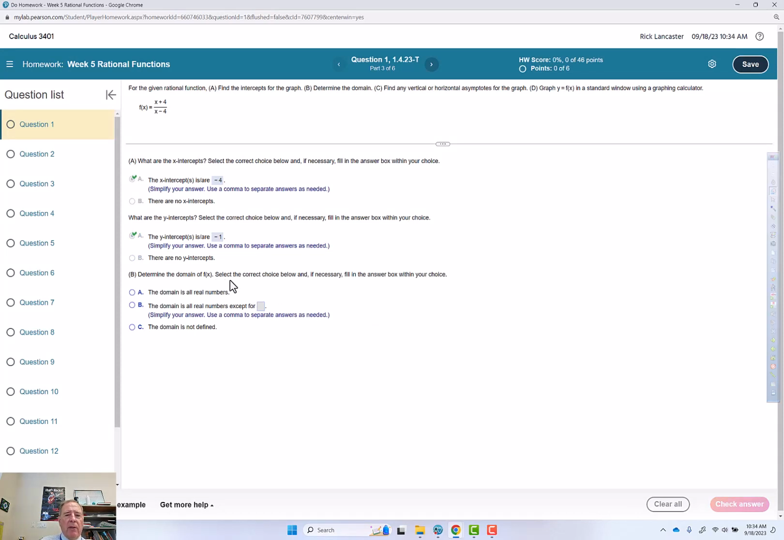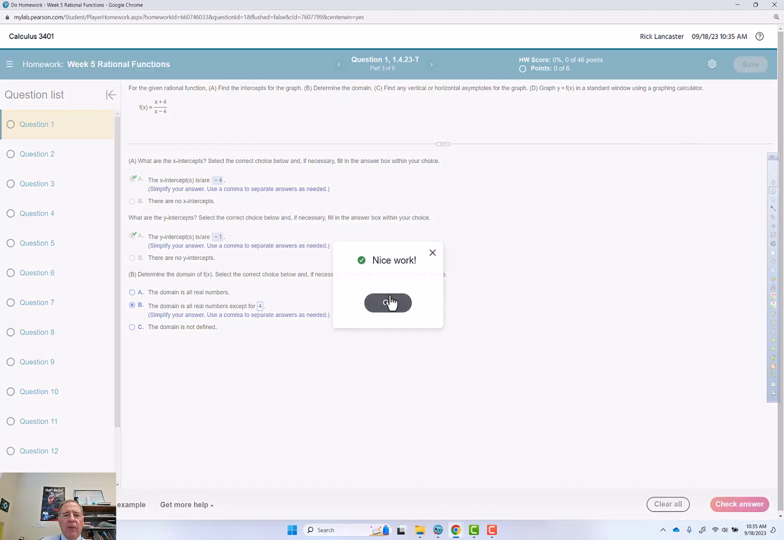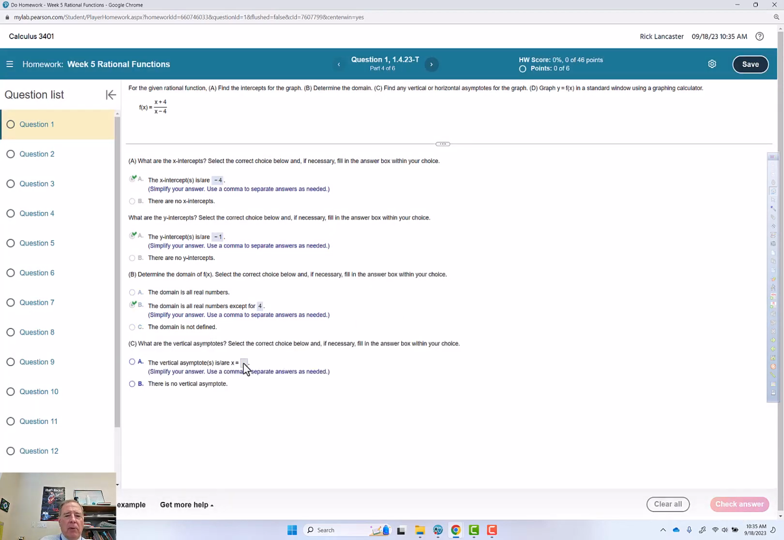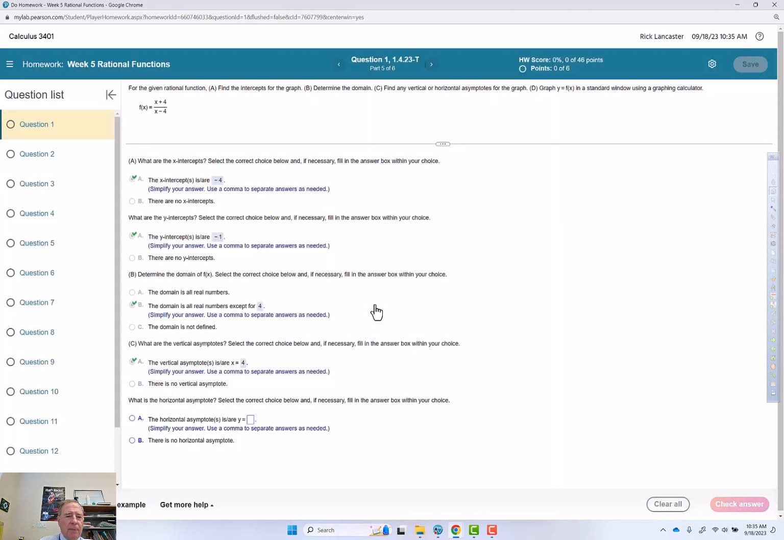Determine the domain. Select the correct choice below, and if necessary, fill in the answer box with your choice. Okay, the one illegal thing in all of math is dividing by 0, so we can't let x minus 4 equal 0. So they're going to say that a little bit differently. I would have said it as x is not equal to 4, but the domain is all real numbers except for 4. So check answer. What are the vertical asymptotes? That's going to be x equals 4. Check answer. Excellent.